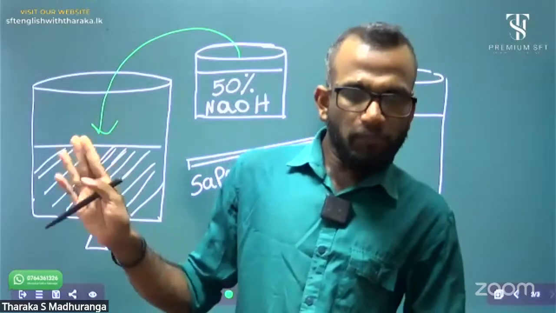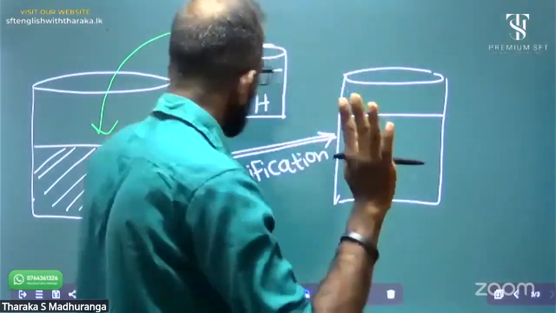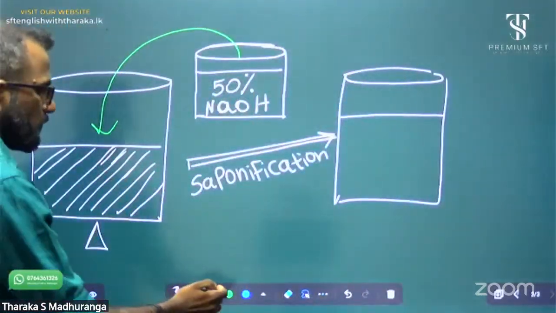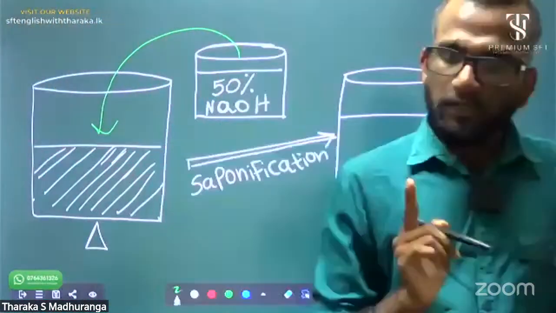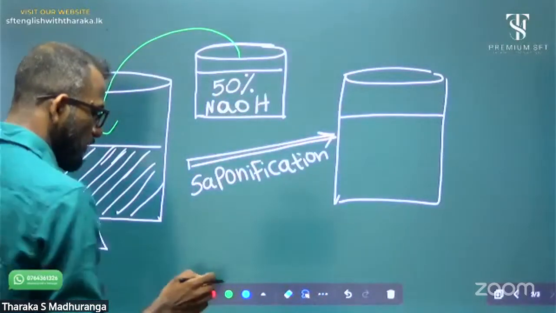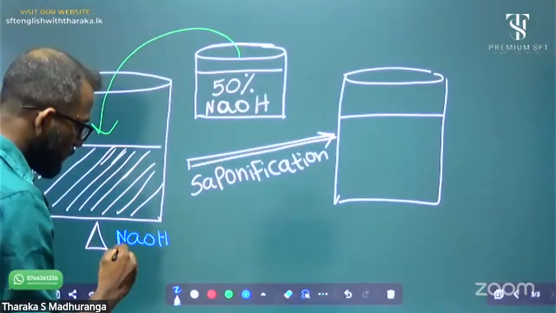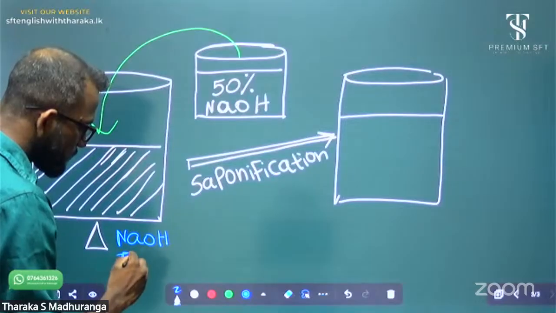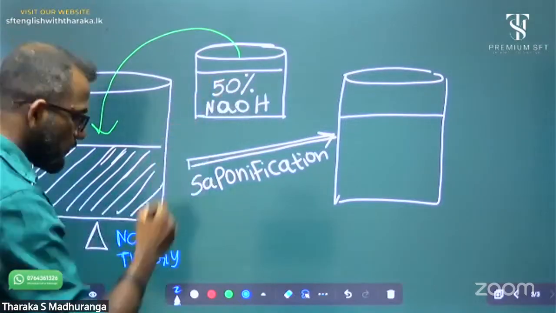Initially, before the saponification reaction, what does it contain? You can start the reaction. It contains sodium hydroxide, right? Understand clearly. What else does it contain? Triglyceride. And we add 50% water, and the water remains.